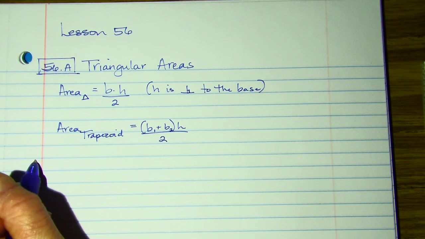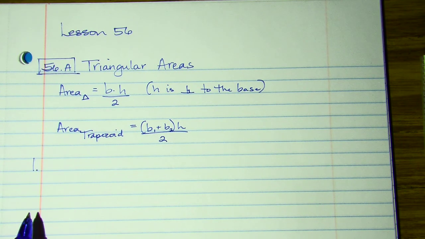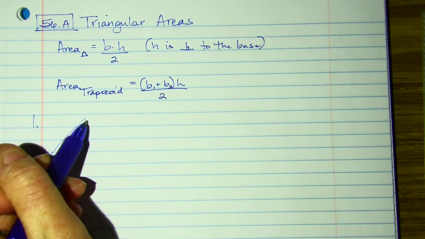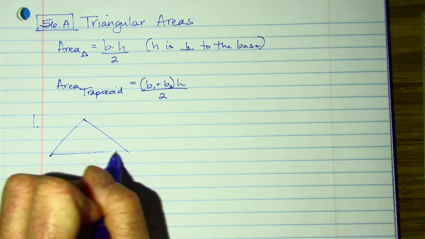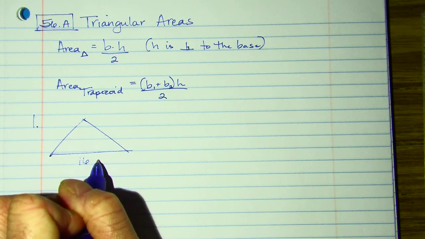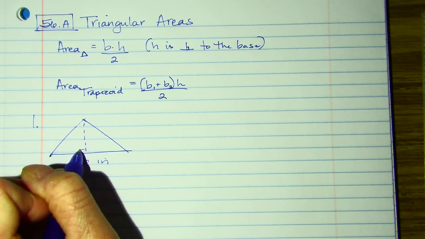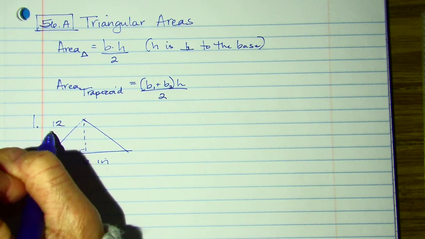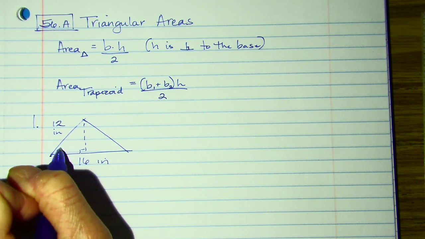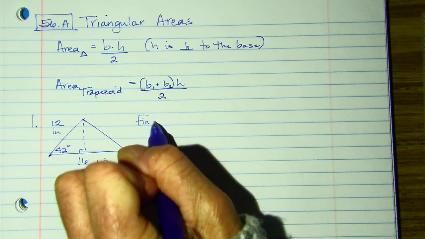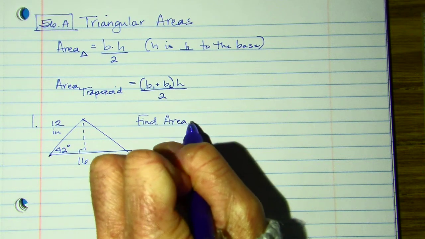We're going to do a couple examples. So make sure in your homework that you actually draw the information that they've given you. All right, so here is my triangle. Has a base of 16 inches. Here would be the height. This side is 12 inches, and this here is 42 degrees. Find the area of the triangle.